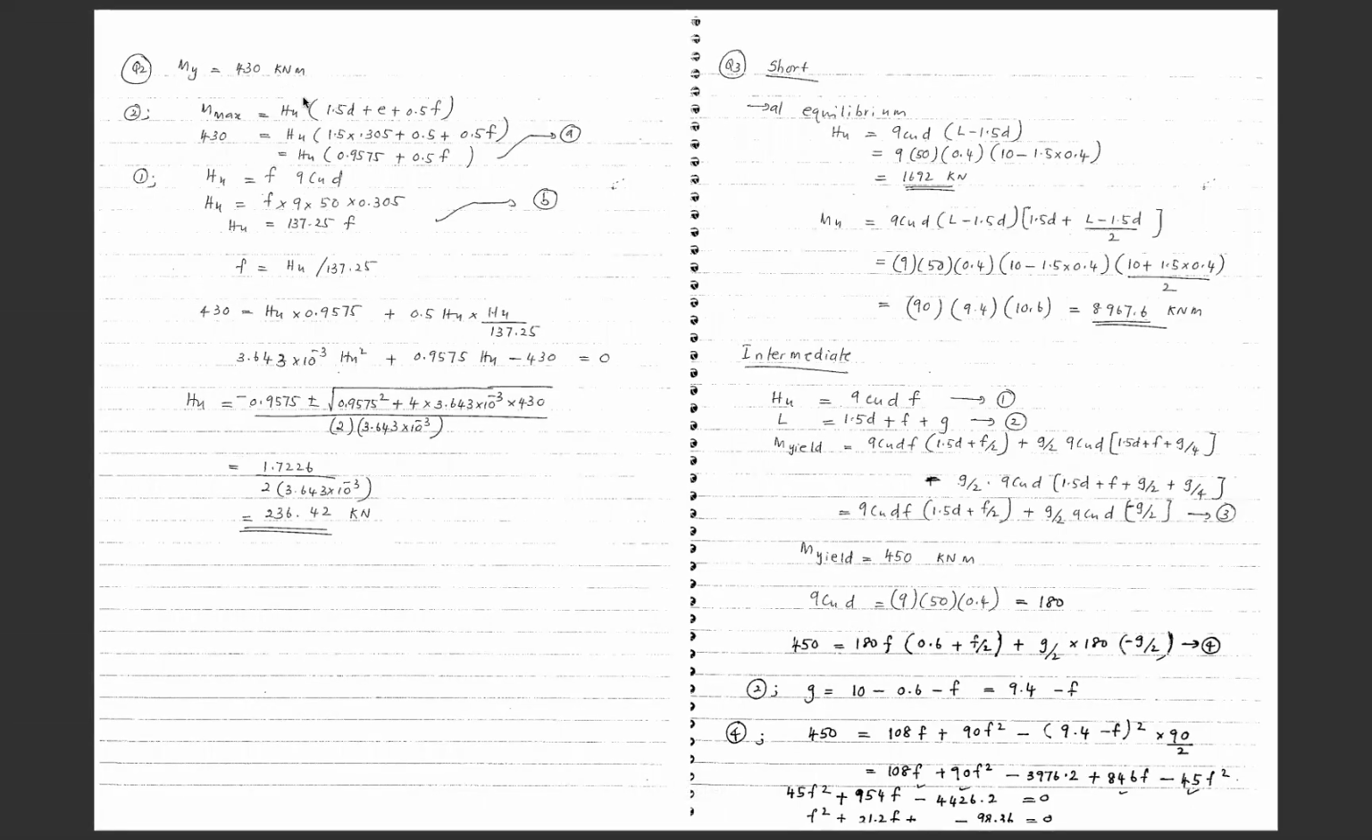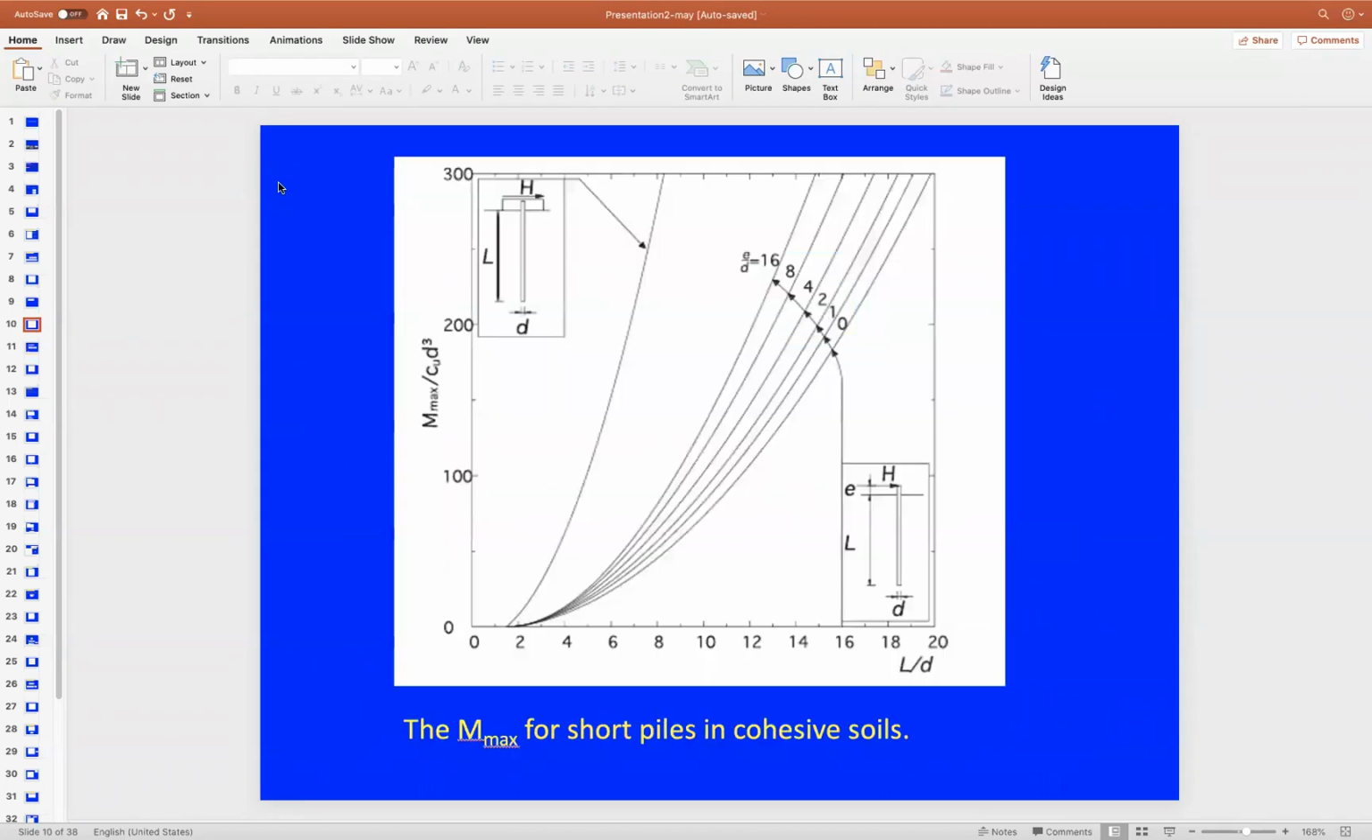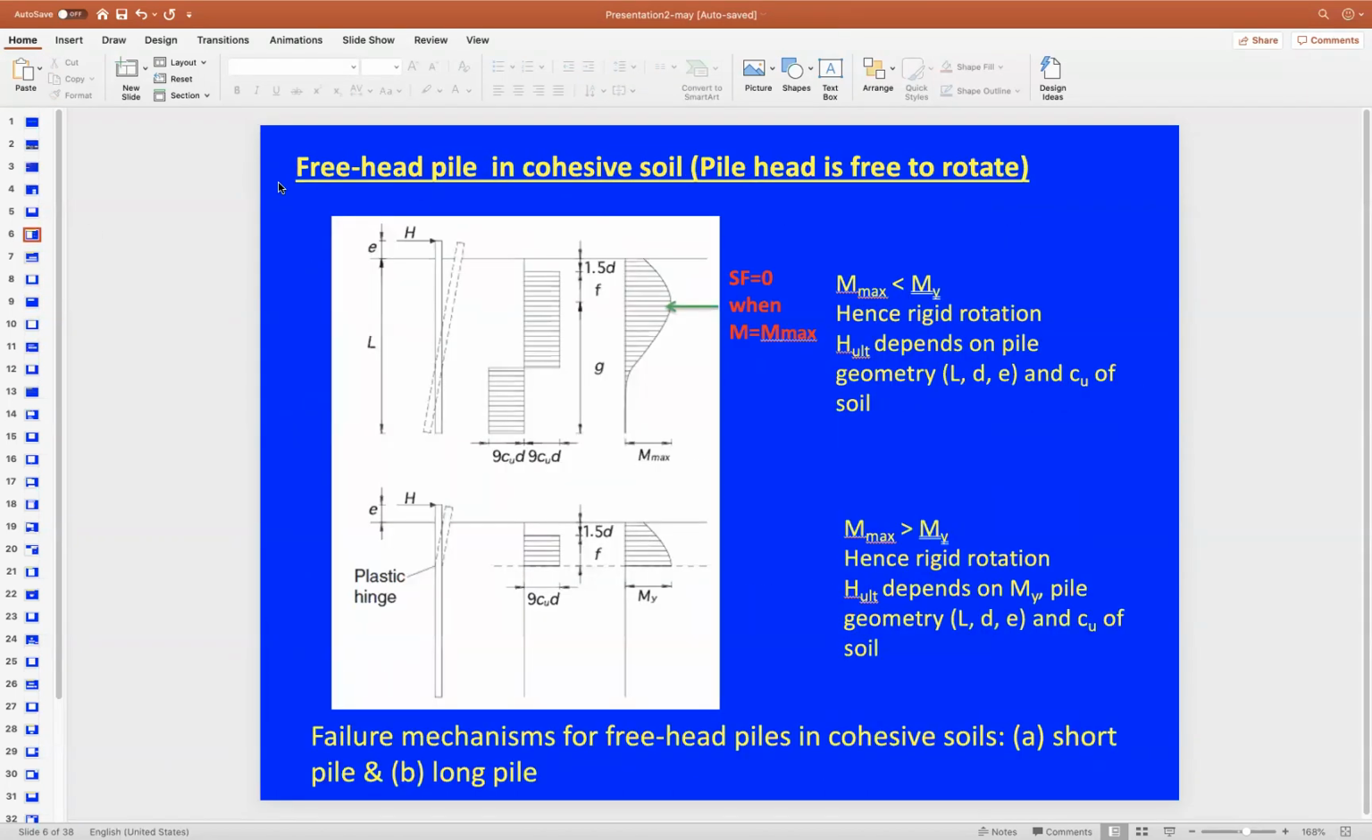In the second question, as you can see, we got this value M maximum, which is equivalent to My in this case, because we need to equate these values to each other. And we end up with this equation, which relates HU to the f value. So that's equation number 1. And equation number 2, obviously, is coming from the horizontal load equation. This is the long pile failure scenario for the free head pile system. So we have only 2 forces, because the failure will only occur here at this plastic hinge.